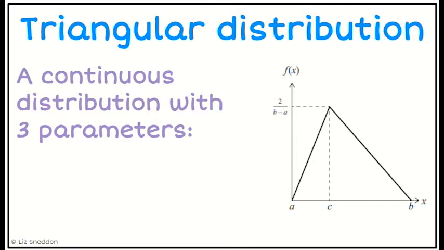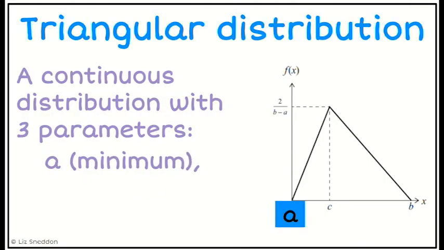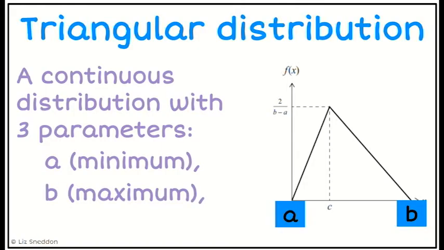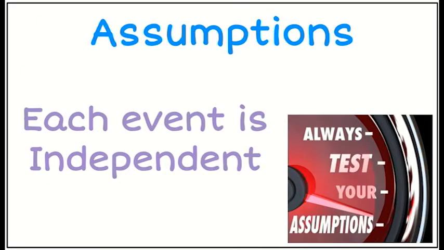And a triangular distribution has three different parameters. One of those is the minimum value, which we call A. Another is the maximum value, which we call B. And the third parameter is the value of C, which is the mode, your most common value, the tallest point in the triangle. The assumptions for this model, like with all distributions, we always assume each event is independent.